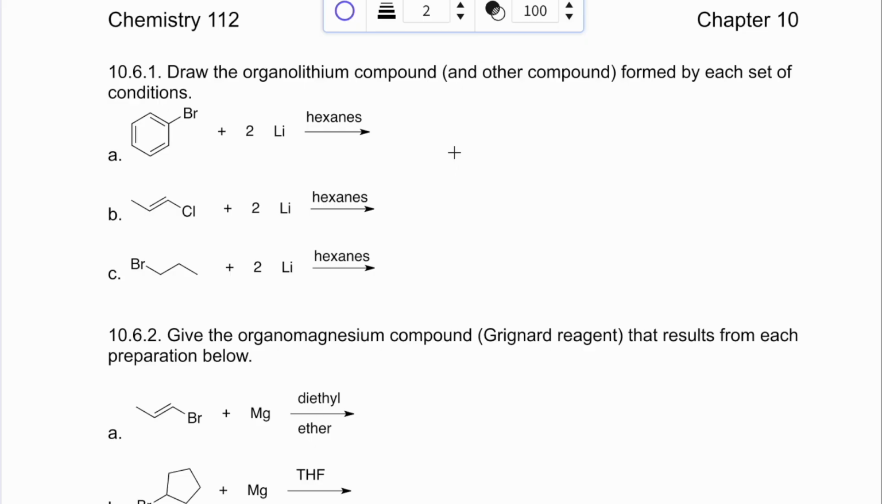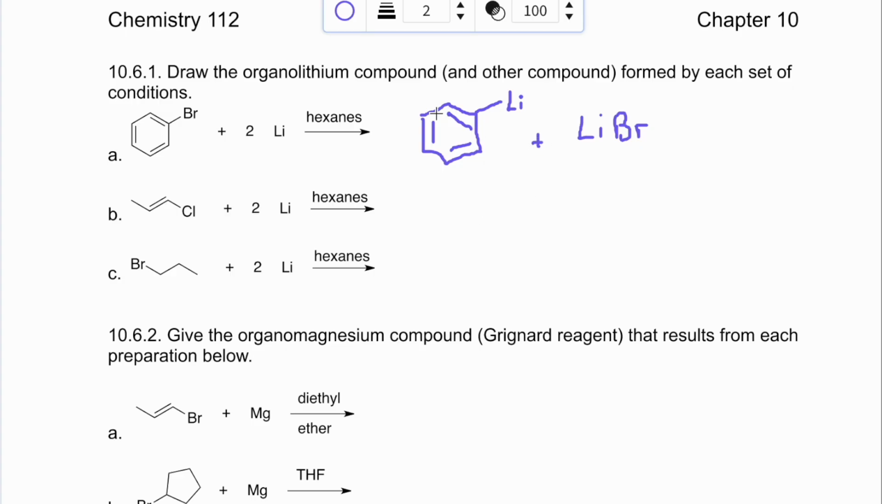So one type of organometallic compound that can be formed is an organolithium reagent. To do this, you need 2 equivalents of lithium and an alkyl halide. And you also need an inert solvent, an unreactive solvent like hexanes. Remember, alkanes do not react very readily. And so what happens here is that the bromine gets replaced by lithium, and then the other lithium goes with the bromine to be lithium bromide.